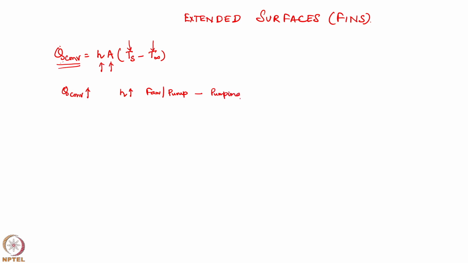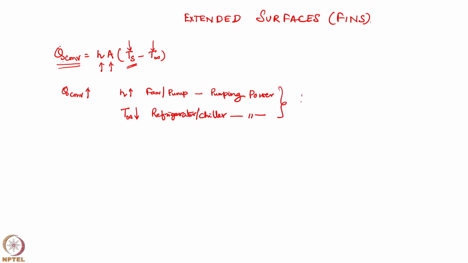which will involve pumping power. So that requires investment of pumping power. Or you can decrease Ts, T infinity, you do not have control over Ts, but T infinity you want to decrease. That can be done by either a refrigerator or a chiller, but then for that again you need pumping power.